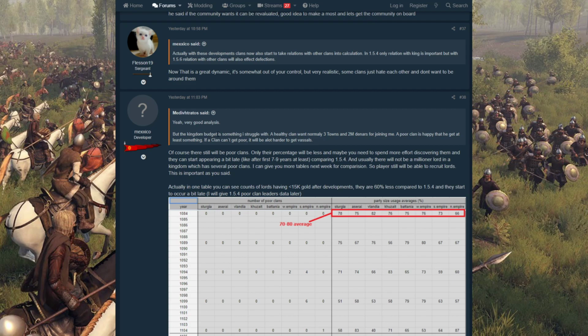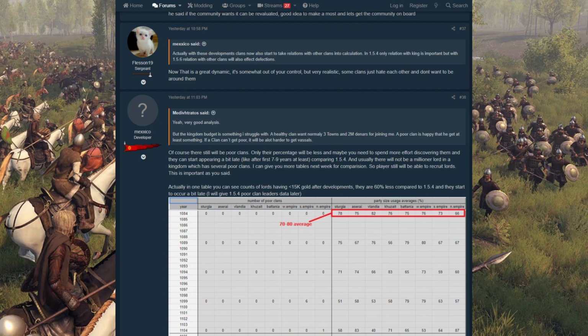Maybe from his experience, but in my experience, that's not true. It depends on the other factors as well as your relationship, and also, of course, how much they have, right? But saying every healthy clan wants that, that's cap. All right, let's see what the devs have to say.